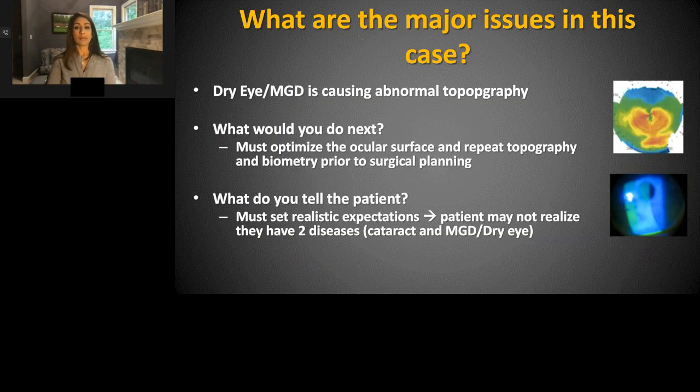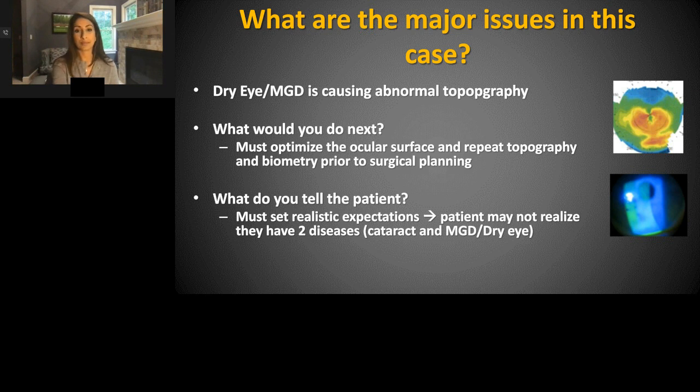So what are the major issues here? Well, I think it's pretty clear that she has dry eye and MGD. And what are we going to do next? Well, if we're following our algorithm, we absolutely have to press the pause button. And we need to optimize the surface and then repeat our topography and biometry. And also, critically, we have to talk to the patient. Remember, she has these expectations of not having to wear glasses at distance, and that might not be realistic given her dry eye disease. But she also really just needs to understand that she has two disease processes going on.